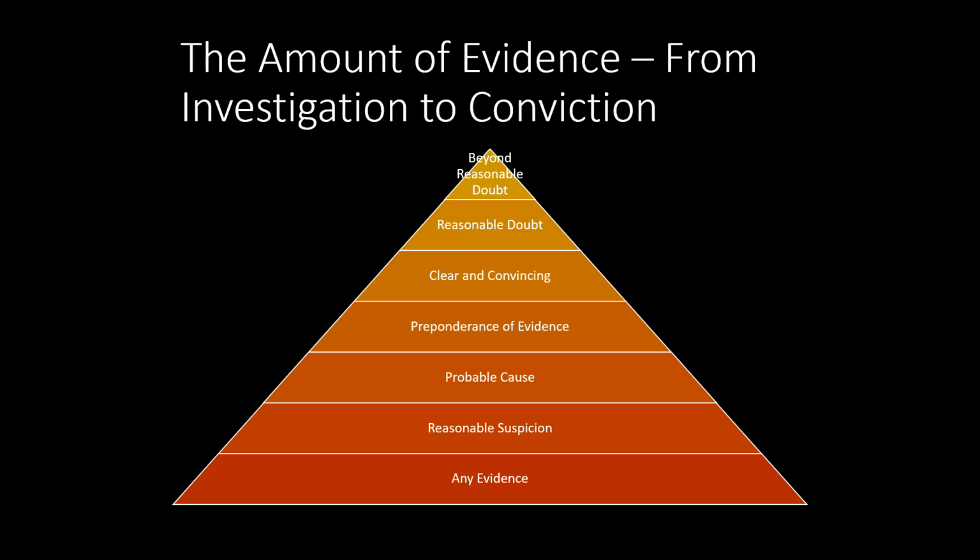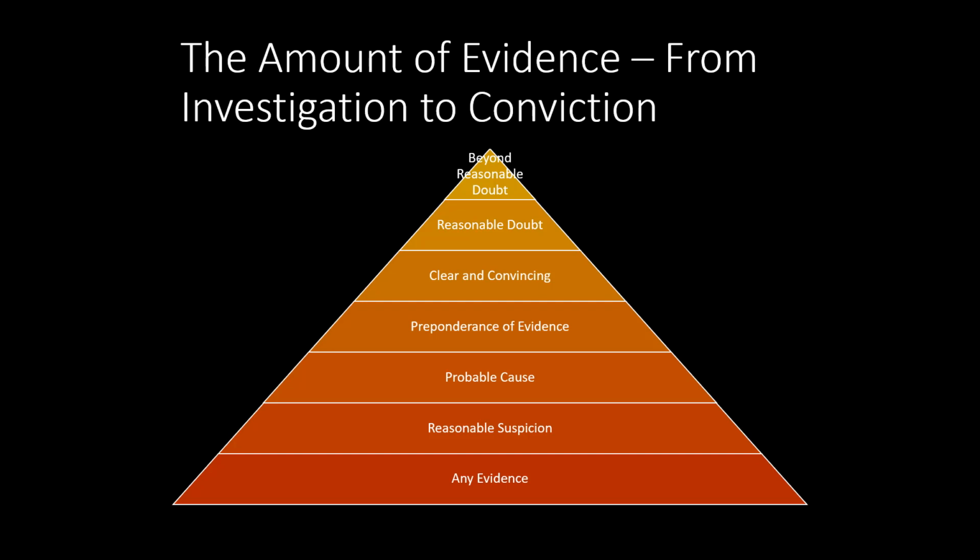Now, these other standards, preponderance of the evidence, clear and convincing, reasonable doubt, these are all standards that are used in court by and large to establish a level of either liability, which is usually the term used in civil cases, in which case we use a preponderance of the evidence, or criminal guilt, in which we use the term reasonable doubt or beyond a reasonable doubt, which is the highest standard.